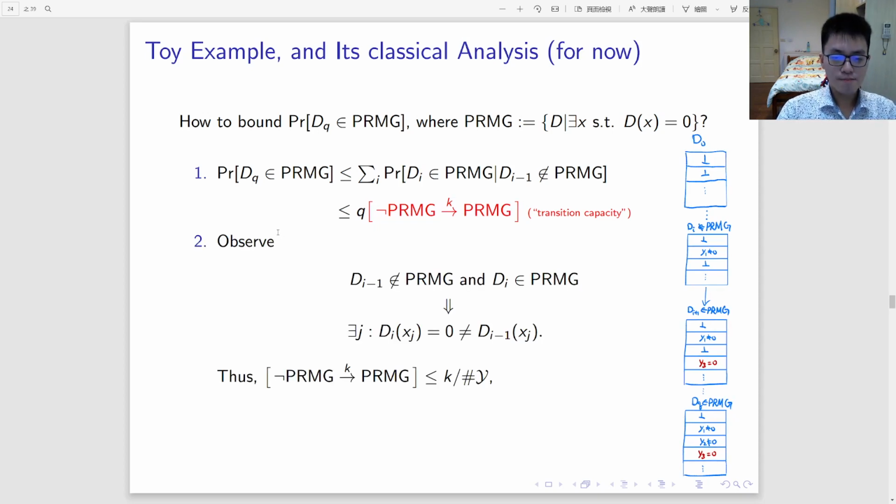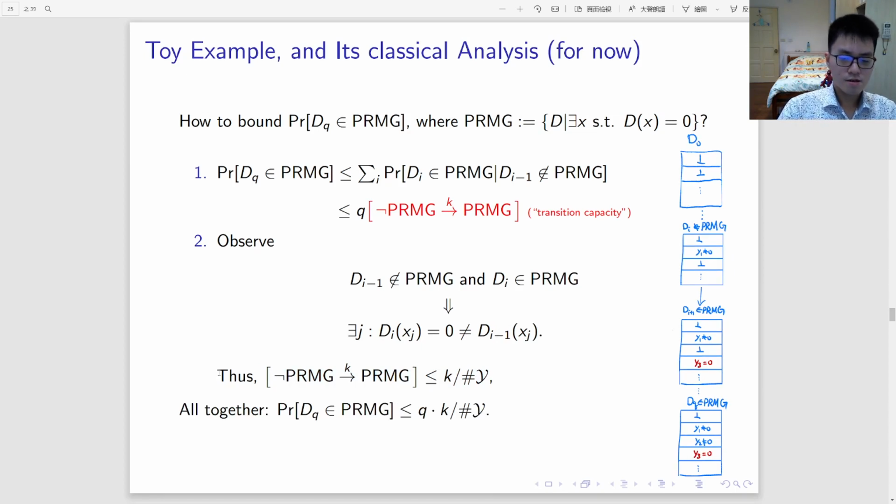And second, we observe that whenever a database is transitioned from not having a zero preimage to having a zero preimage after one parallel query, then the 0 must occur within one of the queried entries. So we can therefore use a union bound to bound the transition capacity as follows. Putting things all together, we can now bound the desired probability.